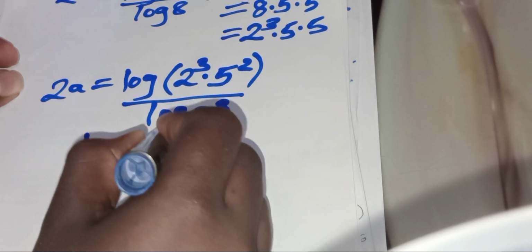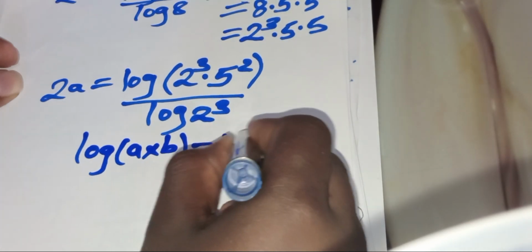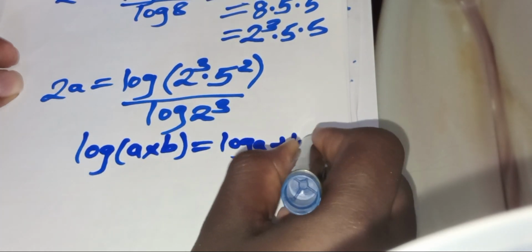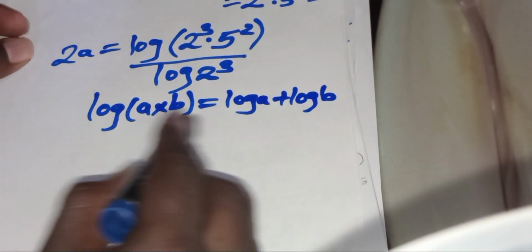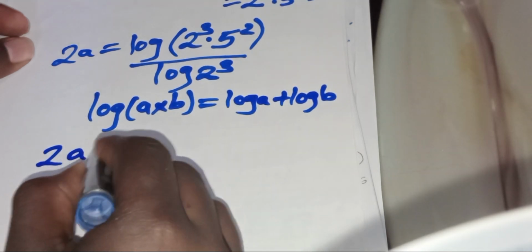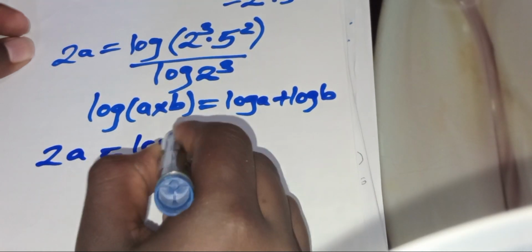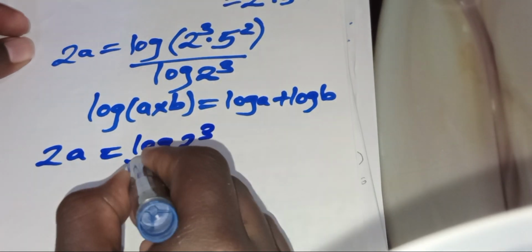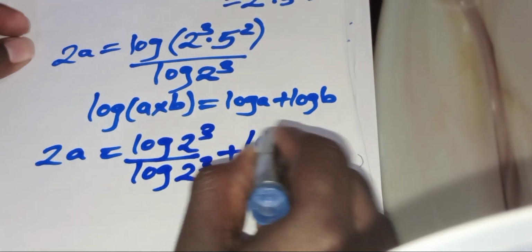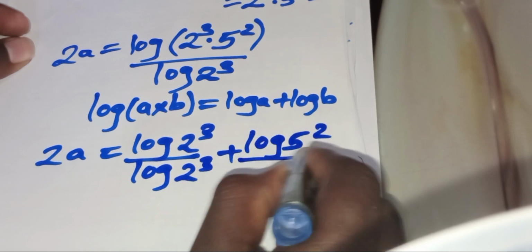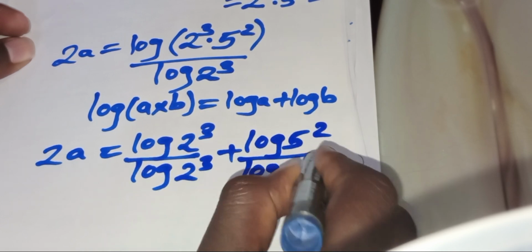Now, from what you have here, log of 2 to the power 3 multiplied by 5 to the power 2 is in the form of log of a multiplied by b, which can be expressed as log a plus log b. Applying this property, we'll have 2a equal to log 2 to the power 3 divided by log 2 to the power 3, plus log 5 to the power 2 divided by log 2 to the power 3.